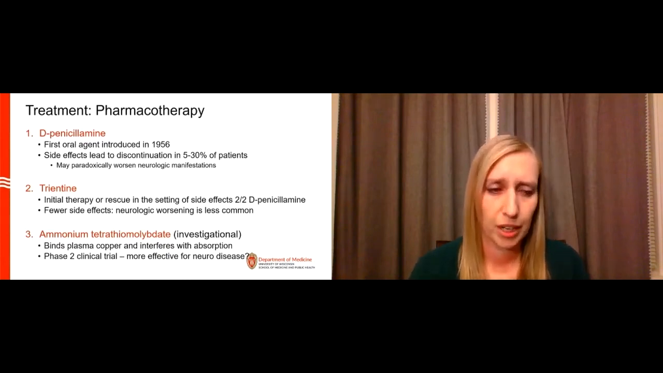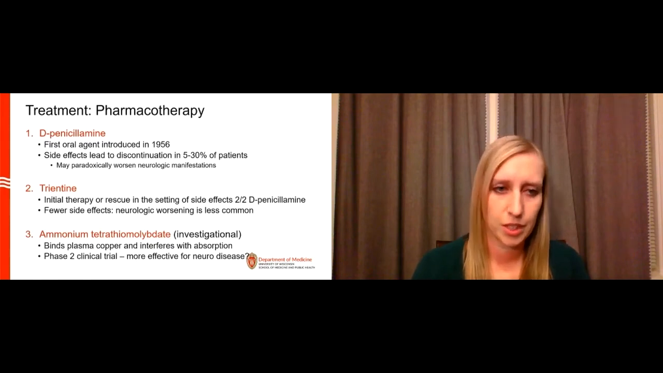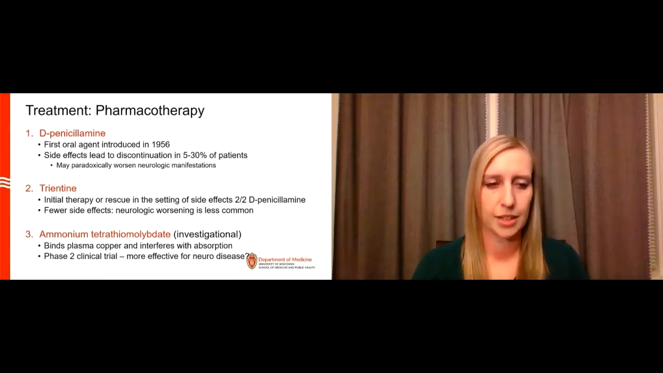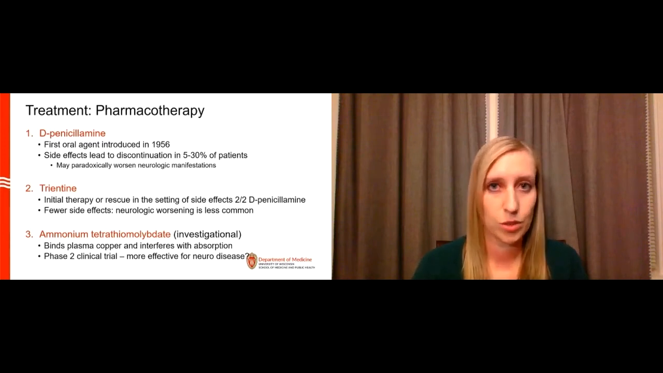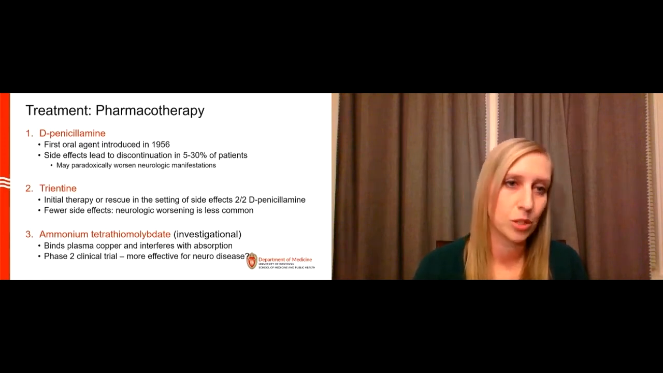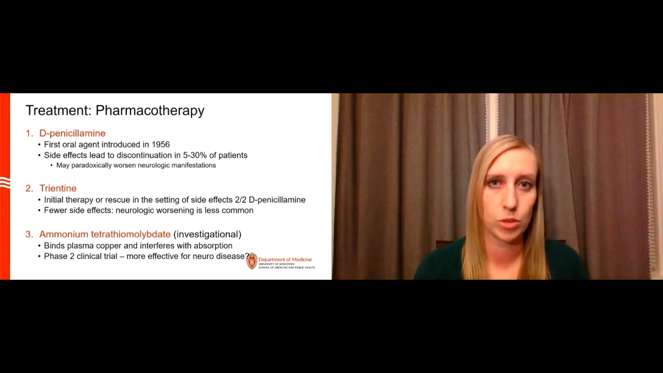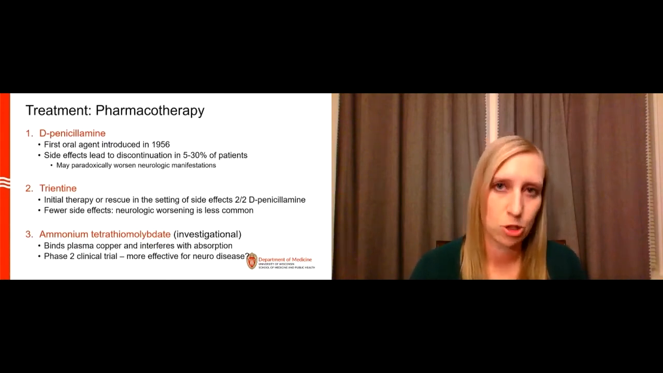So the second important chelator is Trientine. This was developed as an alternative to penicillamine because of its side effects. So this is used either as initial therapy or as rescue therapy in somebody who develops side effects due to penicillamine. This agent has fewer side effects, and most notably, the chance of neurologic worsening with the start of this chelator is much less than with penicillamine.